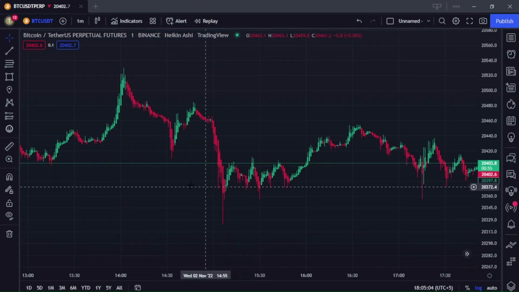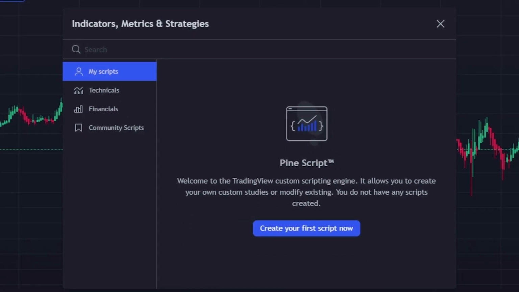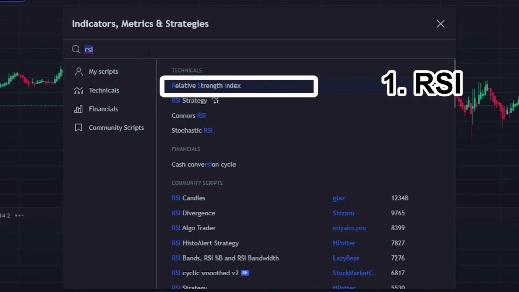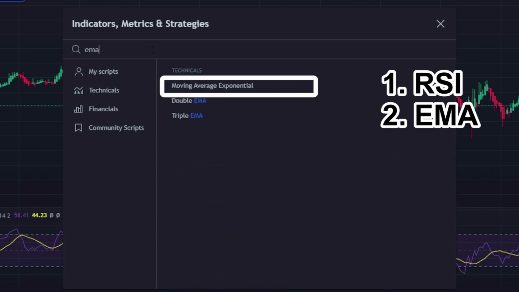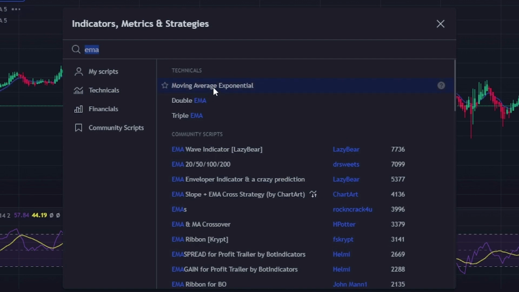Before we can execute the strategy, we need to add 3 indicators to the chart. The first indicator we add is the RSI. Click Indicators within TradingView and enter RSI. The second indicator we add is the EMA. Enter EMA and you will see the indicator appear at the first row. Now click this indicator twice as we want it twice on our chart.